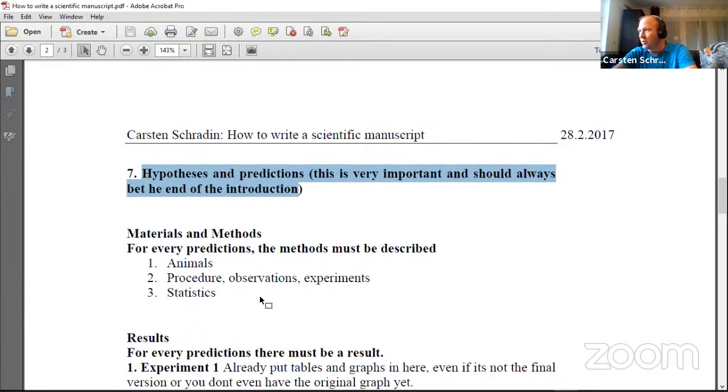In the results, you first have to bring the results of prediction 1, then 2, then 3. And in the discussion, the same. You first discuss what are the implications of your results for prediction 1, what for prediction 2, and so on. So that there's a clear structure and the reader can easily follow it.